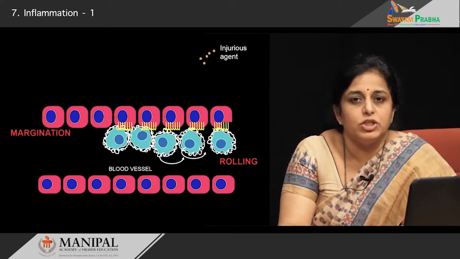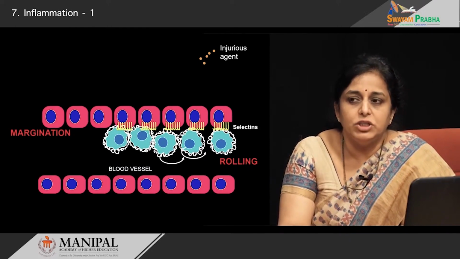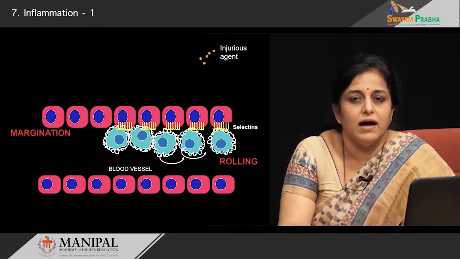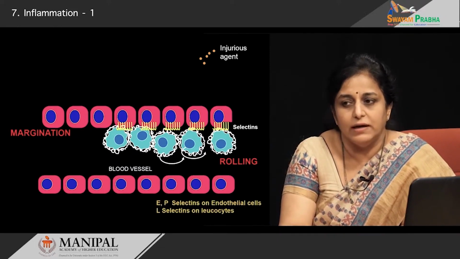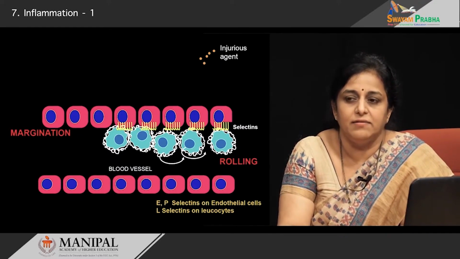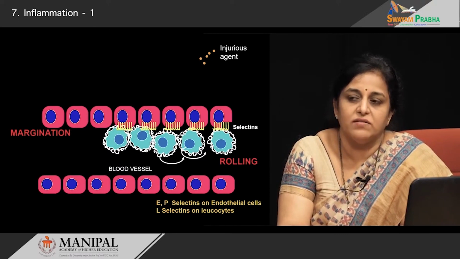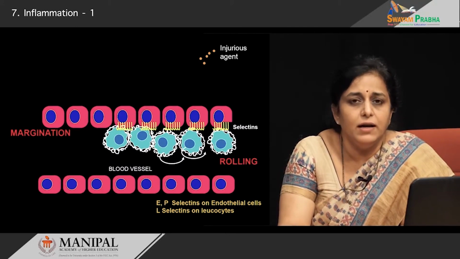So, what are these adhesion molecules that are present on endothelial cells and leukocytes? The adhesion molecules on the endothelial cells are selectins. Likewise, those on leukocytes are also selectins, but the ones that are present on endothelial cells are the E and the P selectins, while that present on leukocytes are L selectins. So, these are complementary to each other, they bind to each other, resulting in rolling of the leukocytes over the endothelial cells.